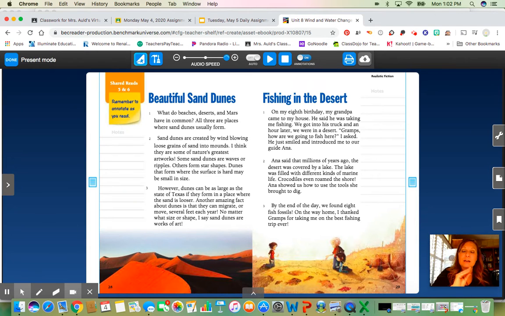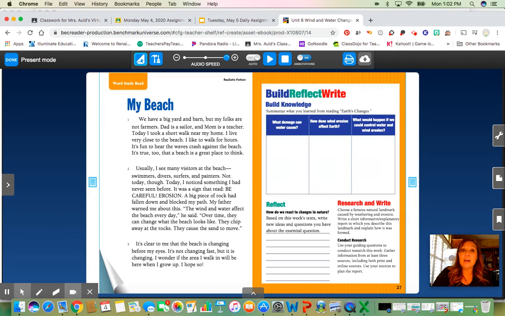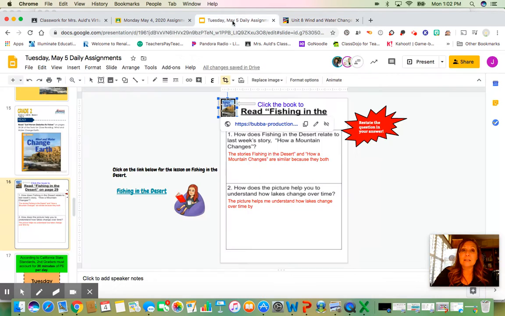Long ago, it used to be a lake, and now it's a desert. So that lake has changed over millions of years. All right, so that's our story of fishing in the desert. Now, the other story that it asked, let me go back and double check. Fishing in the desert, how does it relate to last week's story, How a Mountain Changes?